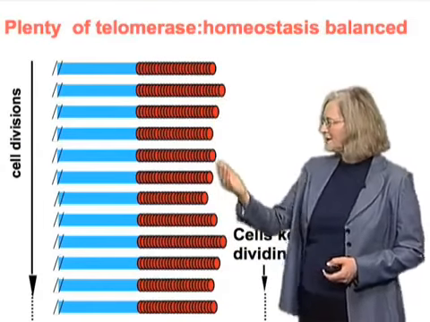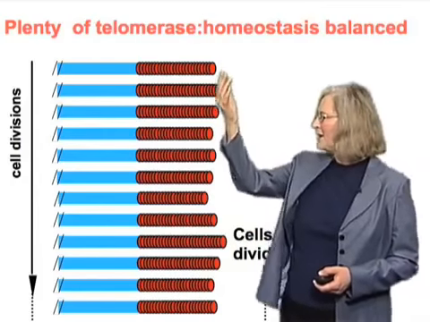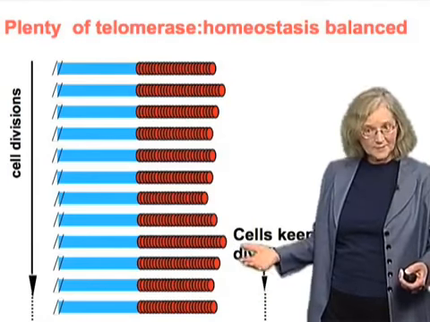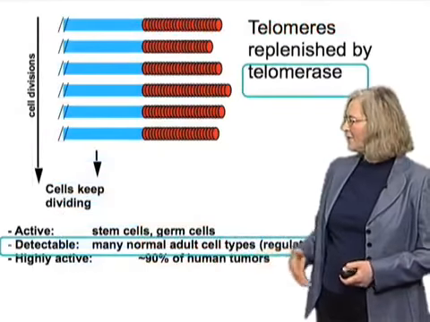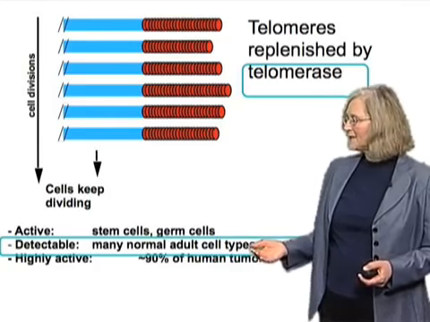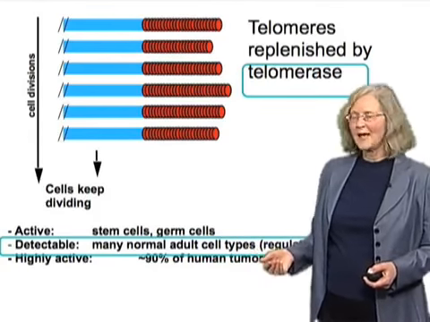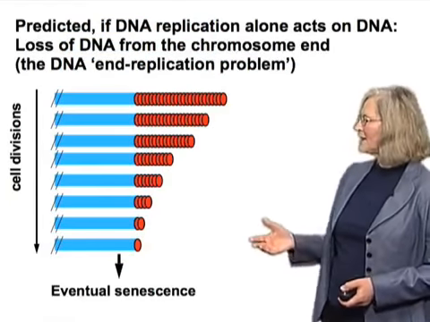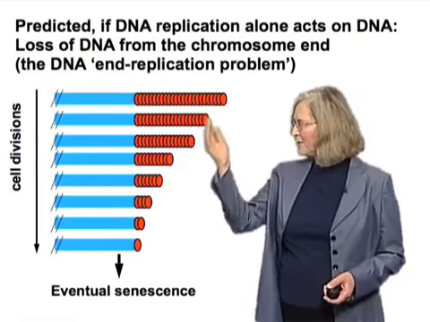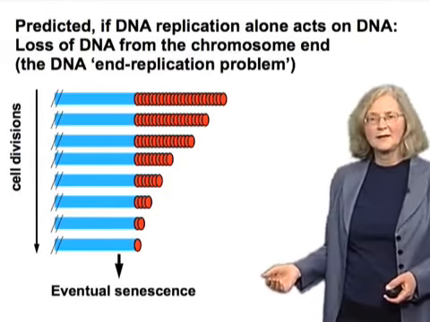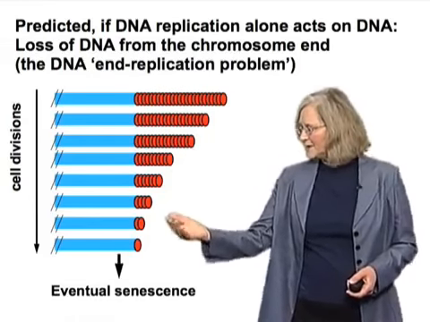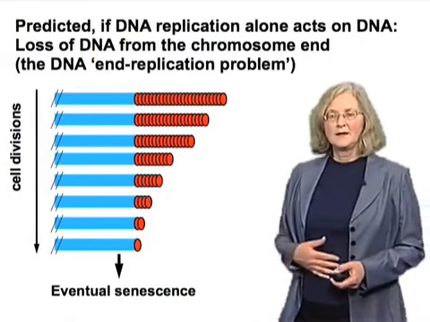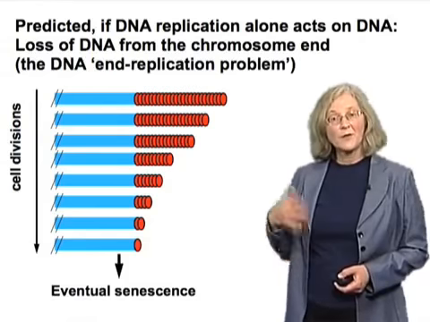So let's just reiterate these expectations. If you have plenty of telomerase, then homeostasis is going to be balanced, cells will keep dividing. So that would describe the situation for stem cells, for example. Now, if you have just a little bit of telomerase, then what's the situation going to be like in that case? Well, if you had no telomerase at all, we discussed in the first lecture what would happen. There would be progressive shortening of the telomeric DNA. And eventually, when the telomeres became too short, there'd be cellular senescence. And that is indeed observed in some cells that have very little telomerase when they grow in culture.